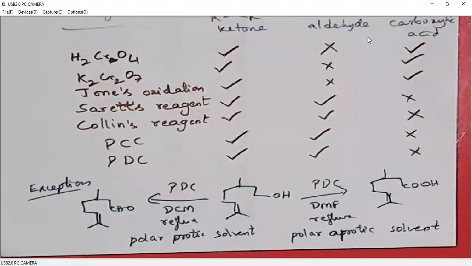Okay. So take this reaction. When we do oxidation of a primary alcohol with PDC in DMF, it will be over oxidized to carboxylic acid. So it is a polar aprotic solvent. Whereas when we oxidize a primary alcohol with PDC in DCM, that will give the usual product, aldehyde.